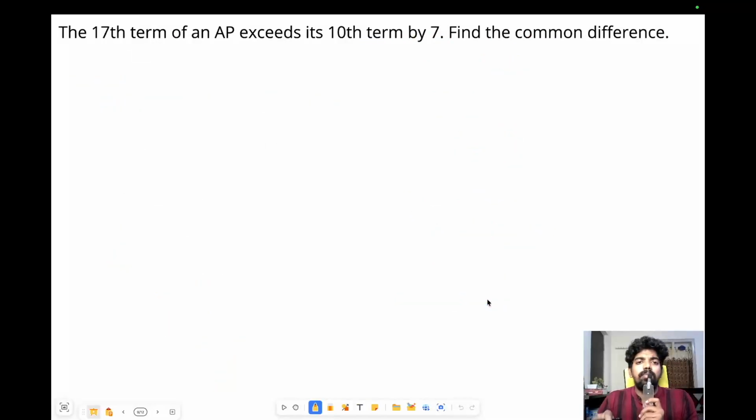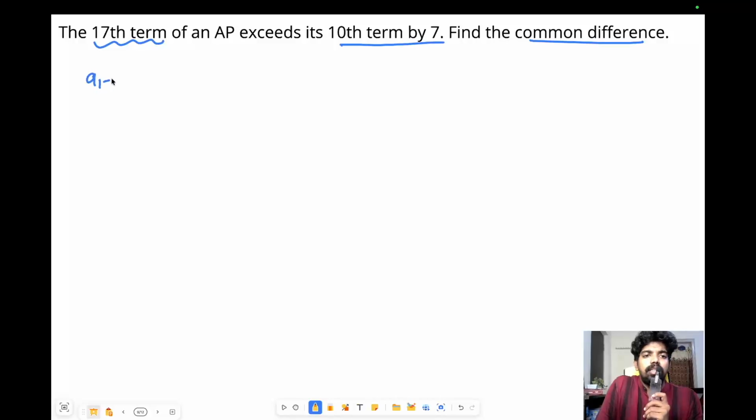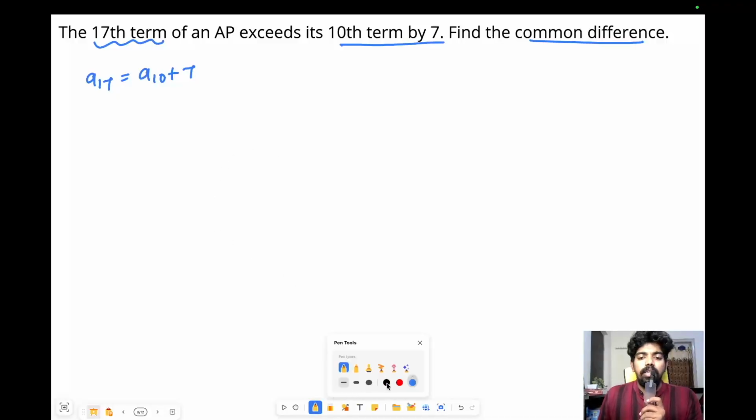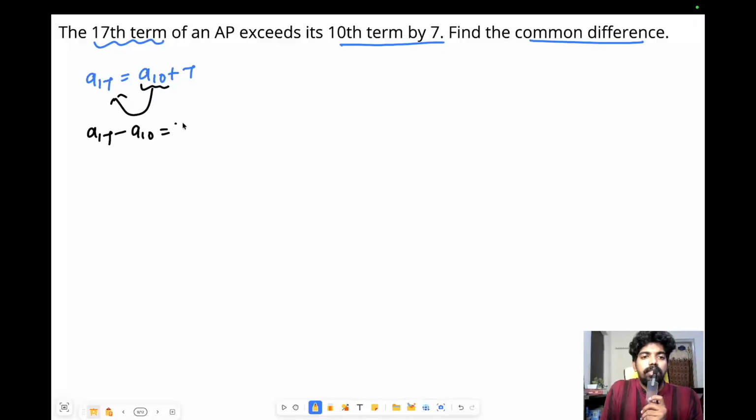The 17th term of an AP exceeds its 10th term by 7. Find the common difference. What are they saying? The 17th term of AP exceeds the 10th term by 7, that is, 7 more than A10. Okay. Now you have to find the common difference. What I will do, I will transpose A10 to the left hand side. A17 minus A10 is equal to 7.